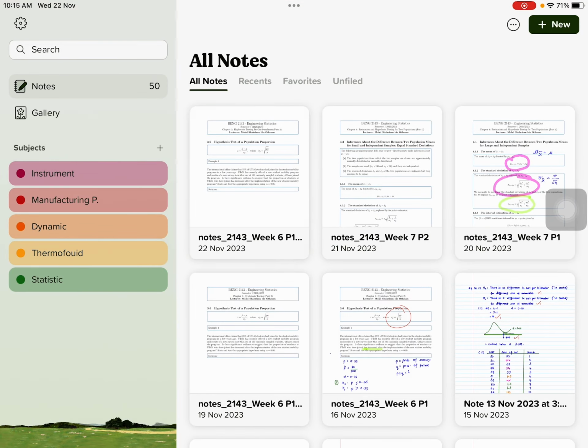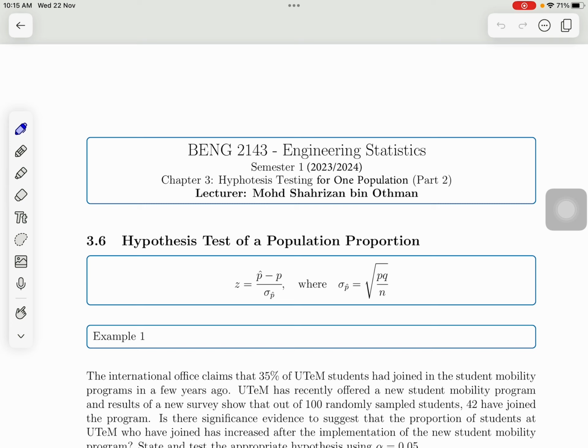Apa khabar semua? For this video, we will learn about hypothesis testing for one population, part 2. And this subtopic is focused on the first part, which is the hypothesis test of a population proportion.